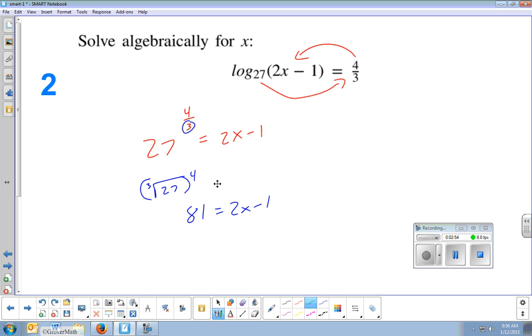Then simply add 1 to it. We're looking at 82 equals 2x, and dividing, x equals 41. Again, you can substitute that in there. I'm not too concerned with checking when the base isn't the variable. Like I said, that's the one time where it could get a little tricky.